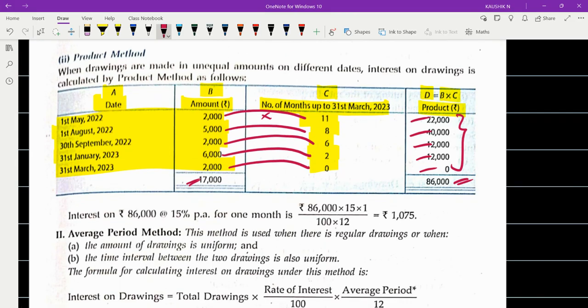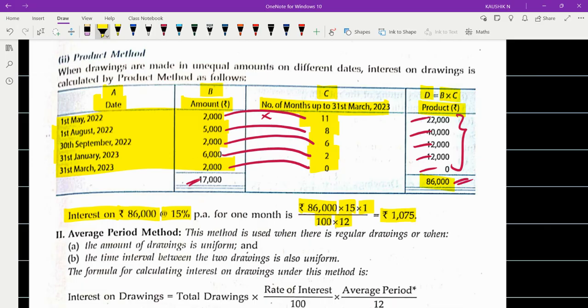Now you're going to substitute it in the formula. What is the formula? Interest on drawings. What's the drawings amount? 86,000. So interest on rupees 86,000 at the rate of 15 percent for 1 month. This is what you're going to prepare right now. Here the formula is drawings amount into 15 by 100 into 1 by 12. That will give you interest of rupees 1,075. Able to understand?